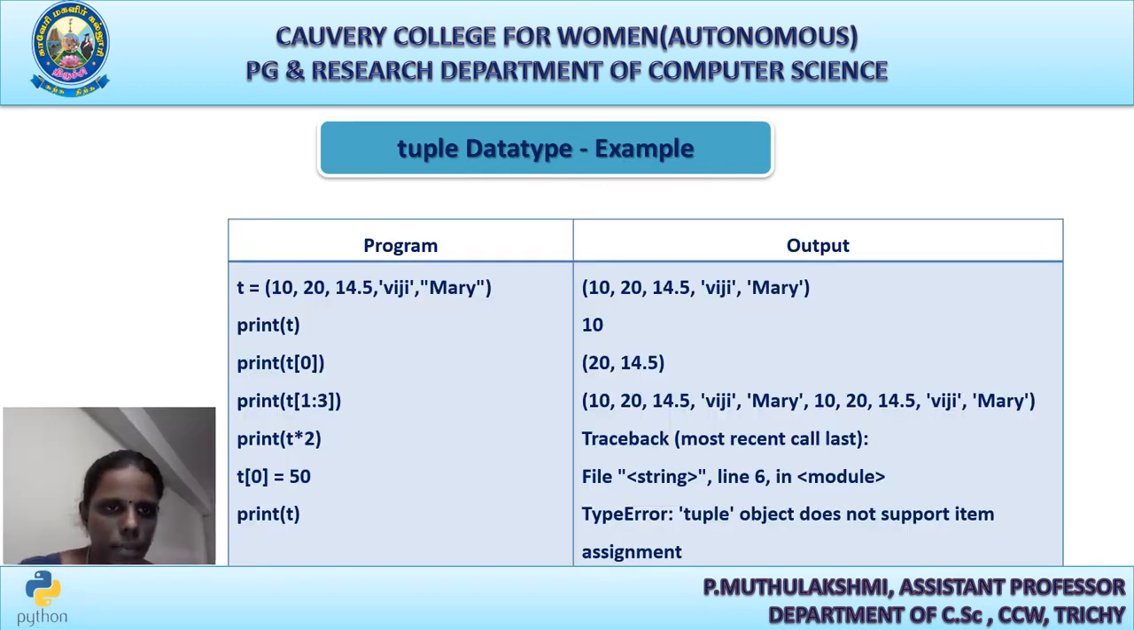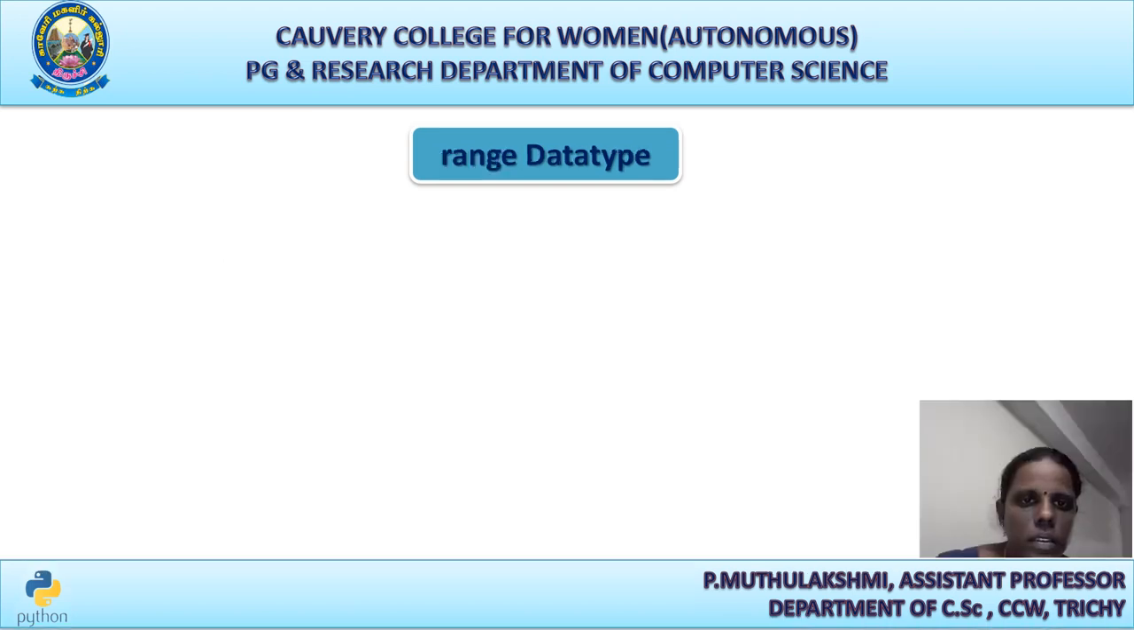This is one of the examples. Tuple elements are placed within the parentheses. Here also it accepts different types of data. See the last step, t of 0 is equal to 50. I have tried to replace the value 10 with 50. It does not support the assignment operation. Right? Range data type. The range data type is nothing but a sequence of numbers.